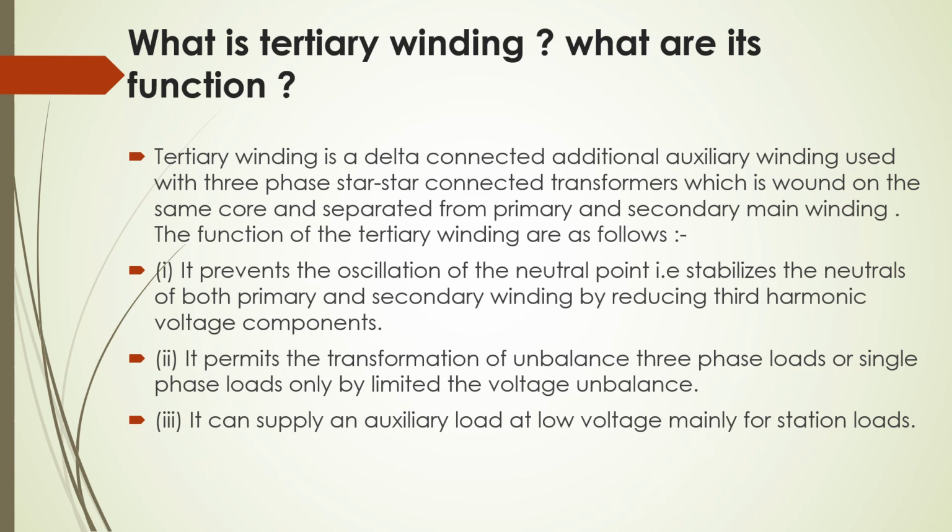Tertiary winding is a delta connected additional auxiliary winding used with the three-phase star-star connected transformer, which is wound on the same core and separated from the primary and secondary or main winding. The functions of tertiary winding are as follows. It prevents the oscillation of the neutral point, that means it stabilizes the neutrals of both primary and secondary winding by reducing third harmonic voltage components. It permits the transformation of unbalanced three-phase loads or single-phase loads with only limited voltage unbalance. It can supply an auxiliary load at low voltage, mainly for station loads.